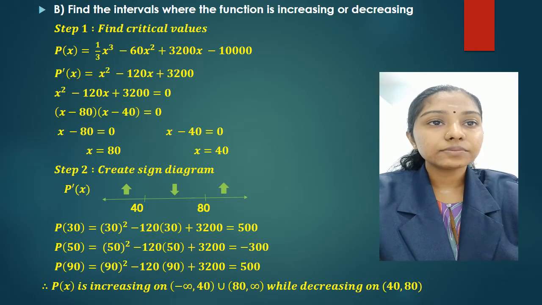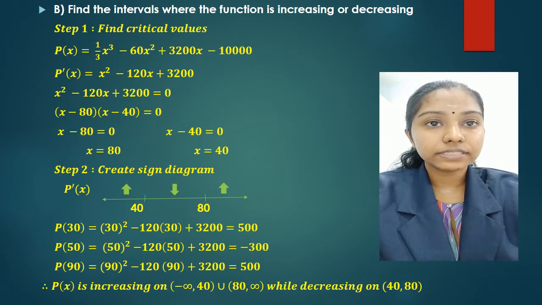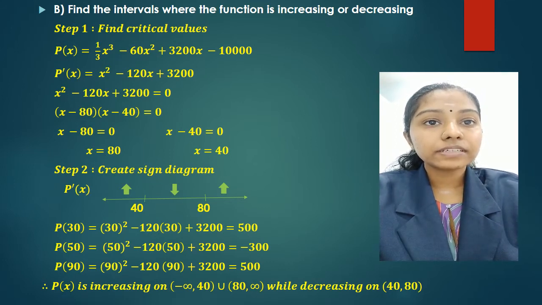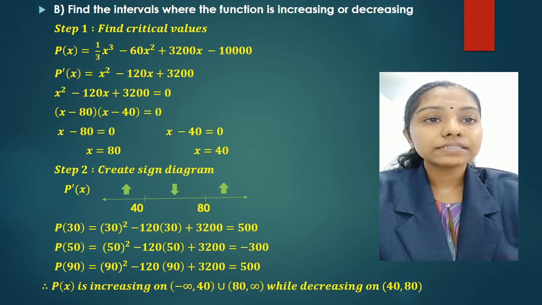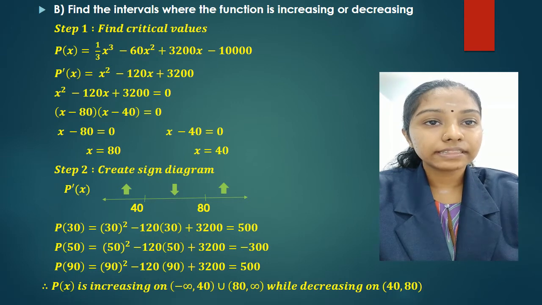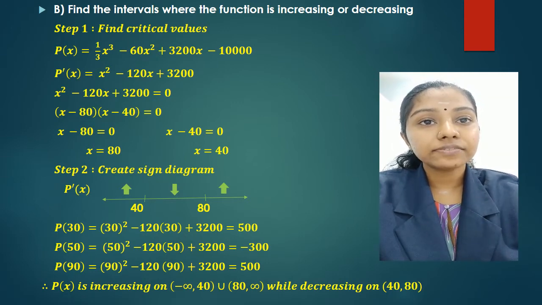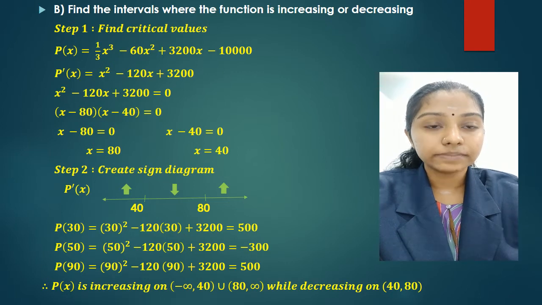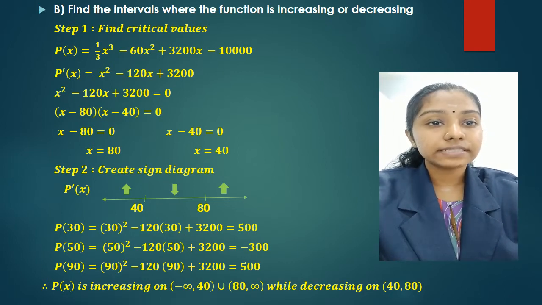Question B. Find the intervals where the function is increasing or decreasing. Step 1. We should find the critical values. From the function 1 over 3x cubed minus 60x squared plus 3200x minus 10,000, we'll get the derivative function of the profit function, which is x squared minus 120x plus 3200. From that we can find the value of x, which is x equals 80 and x equals 40. Step 2, we should create a sign diagram.